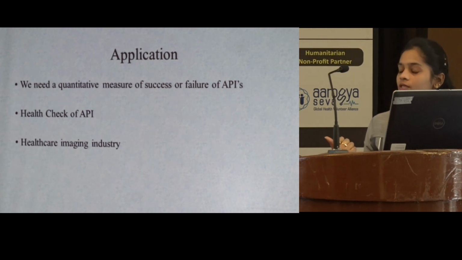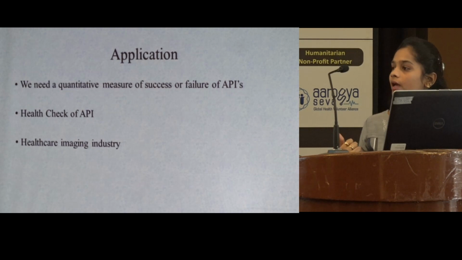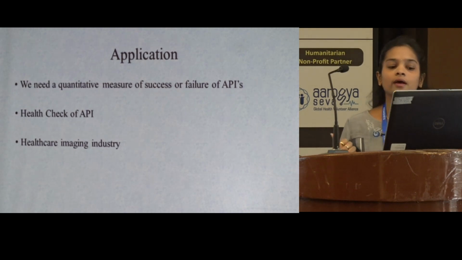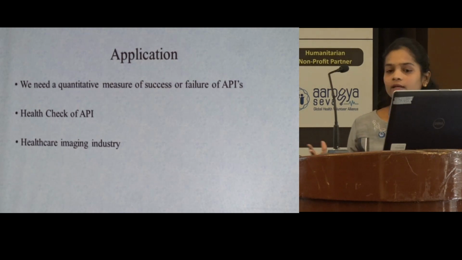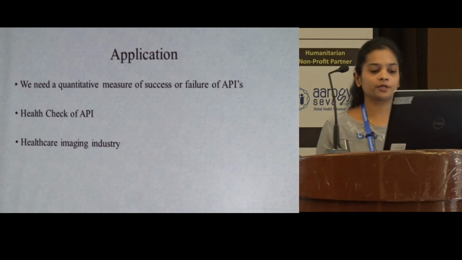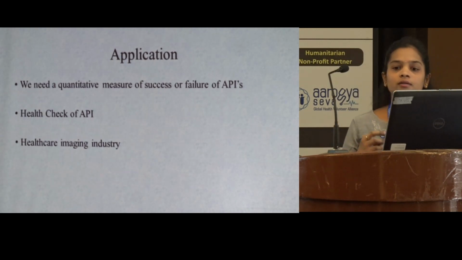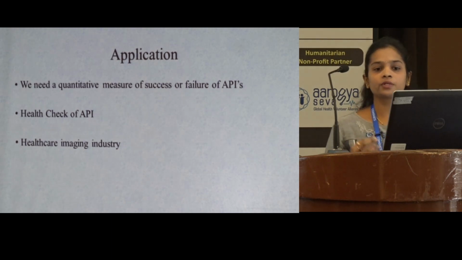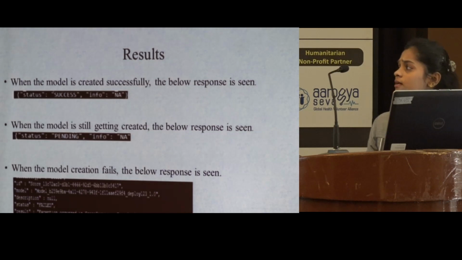Health check of an API is very important for any design of the platform. This API can mainly be used in the healthcare imaging industries, since there is freedom of selecting the machine learning algorithm required according to the image that you use. And also the curl command can be modified according to the image type you use, either DICOM or NIfTI or anything else. Here are the results.